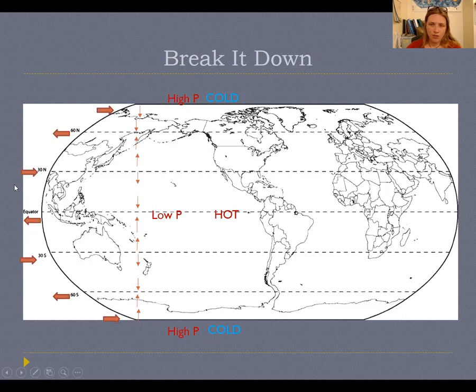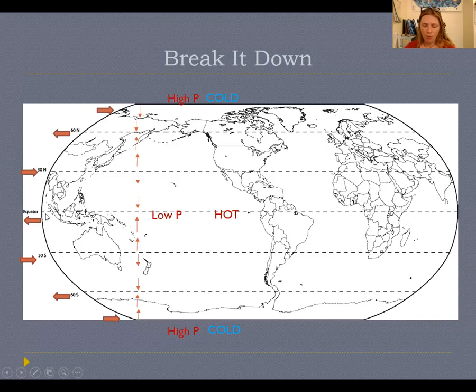Also, to declutter this diagram, I'm not going to include all of the Hadley cells, Ferrel cells, and polar cells, but we know that the air that rises up off the equator sinks back down around 30 degrees, and the air that sinks down to the poles moves across the surface and rises back up around 60 degrees. So we don't just have one area of rising air and then two areas at the poles of sinking air, but we have these alternating zones in the northern and southern hemisphere of rising and sinking air about every 30 degrees.